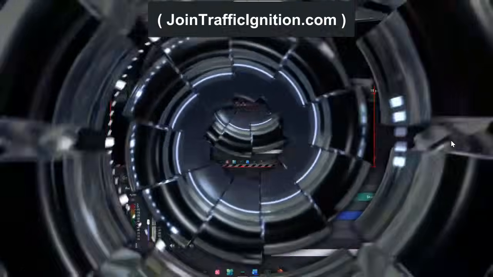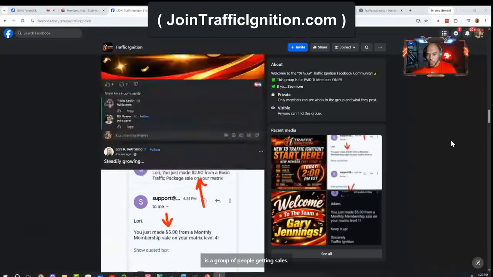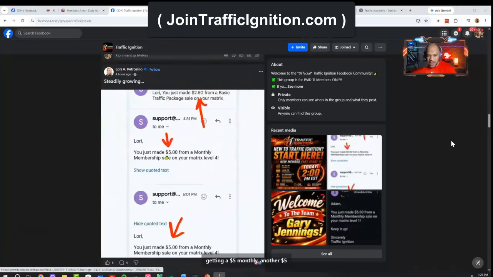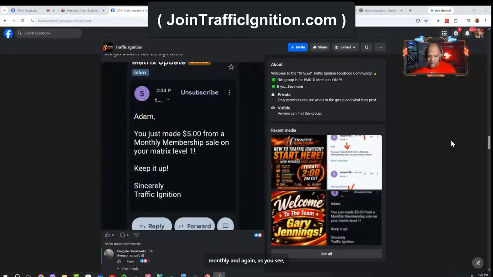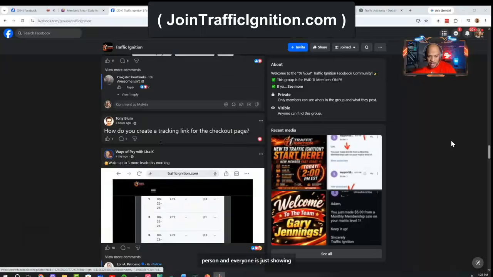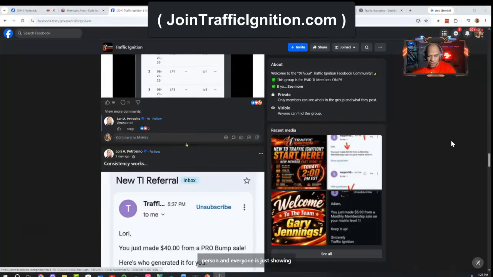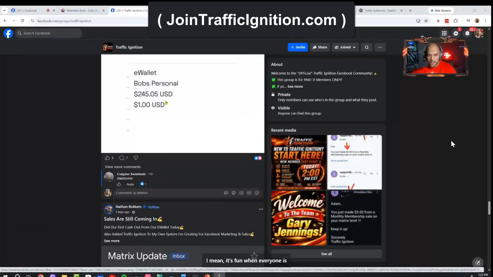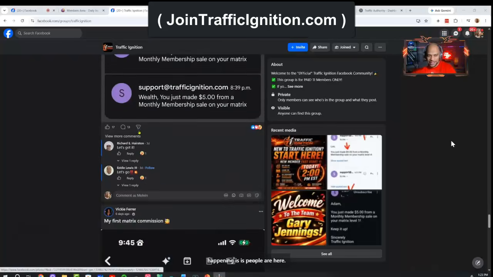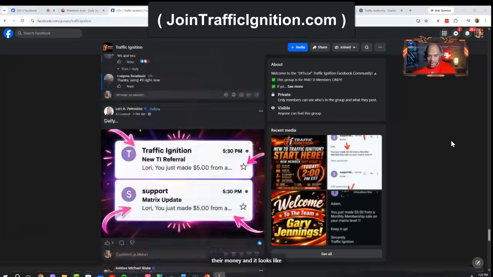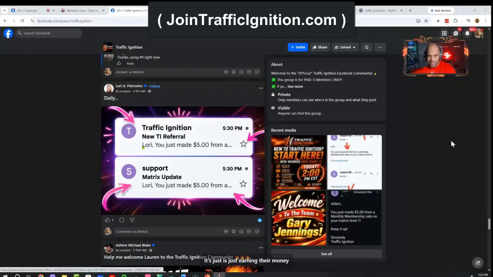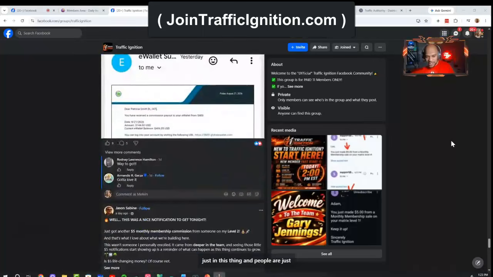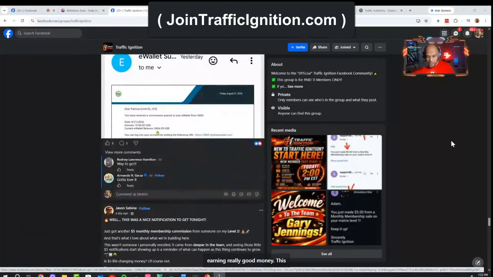So inside the group, people are getting sales because it is a group of people getting sales. So the matrix just pays out wherever you're at. And so again, this person is getting a $5 monthly, another $5 monthly. And again, as you see, another $5 monthly from another person. And everyone's just showing their $40, $5 that they're getting. And so, I mean, it's fun when everyone is making money. So that's what's happening: people are here, they're happy, they're earning their money. And it looks like everyone who is participating in there is just earning their money. And so this is really cool to see. It's cool to see an entire community that's just in this thing and people are just earning really good money. This person earned $600 so far.